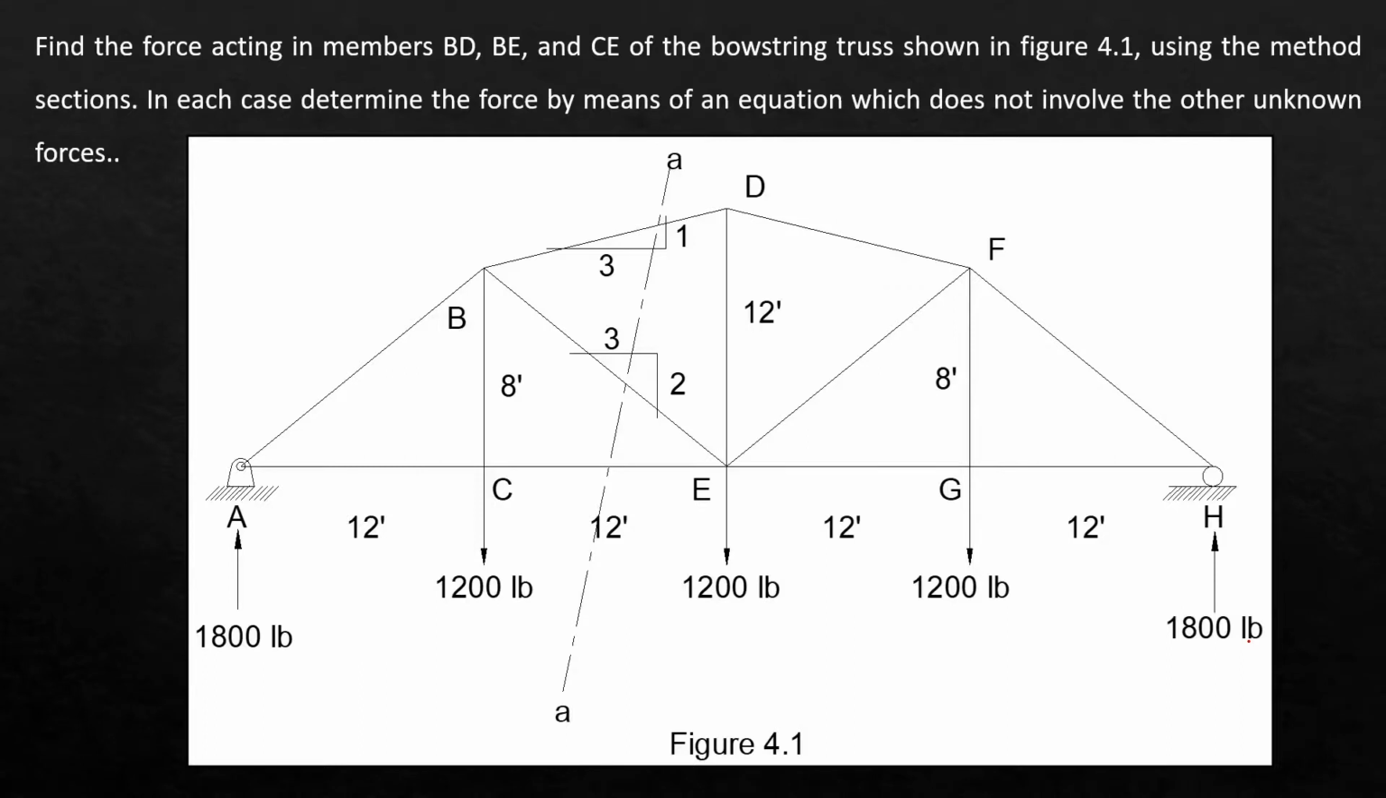So, for example, we have here the force problem where we are asked to find the force acting in members BD. You have here this BD, and then you have here BE, and then CE. Using the method of sections, we can calculate these forces. So in each case, determine the force by means of an equation which does not involve the other unknown forces. In other words, we just have to determine the force which we are interested to calculate, just like for BD, BE, and then CE.